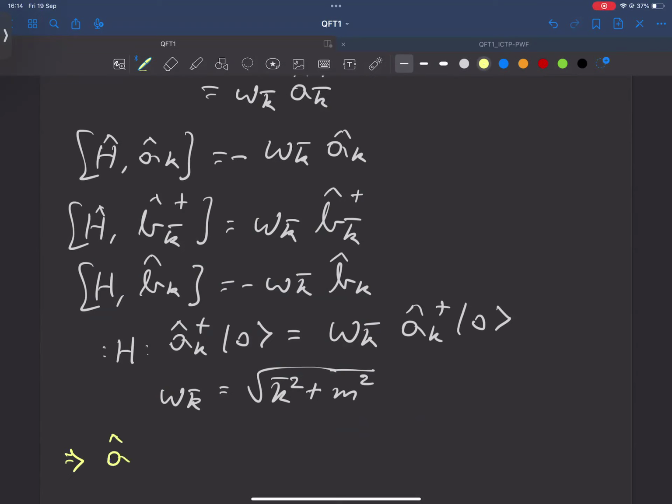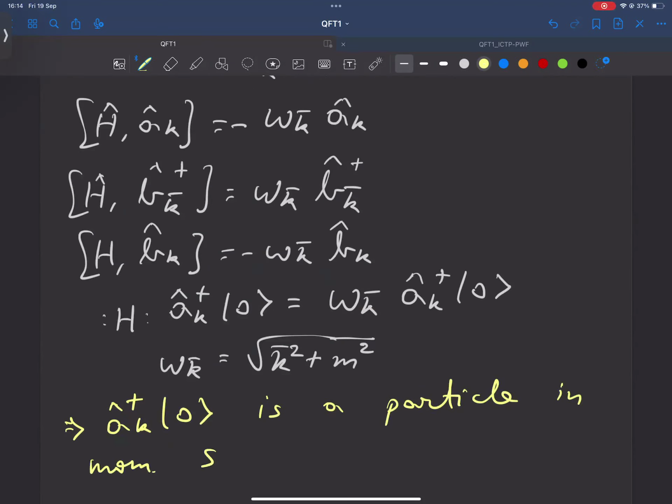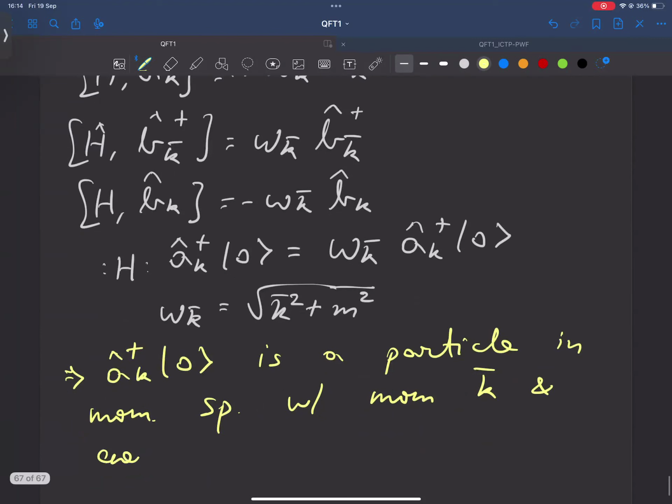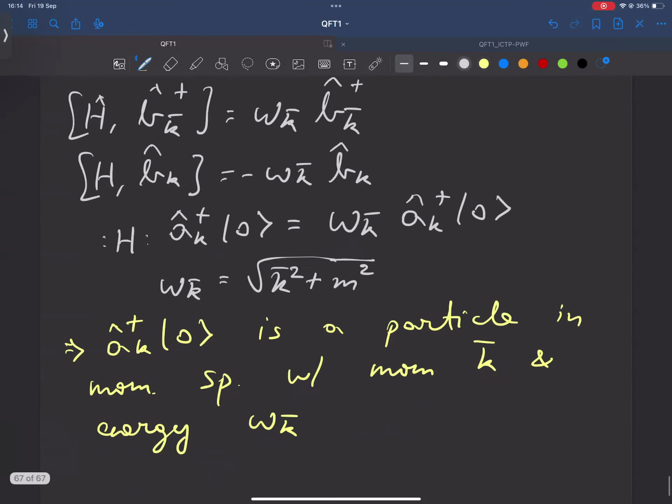So this state AK dagger on 0 is a particle, but in momentum space. Okay, that is crucial. This is not a particle in position space with momentum K and energy omega K. Okay, so this is again properly justifying that the T00 that we defined as the Hamiltonian is indeed the energy. Okay, now we see that.